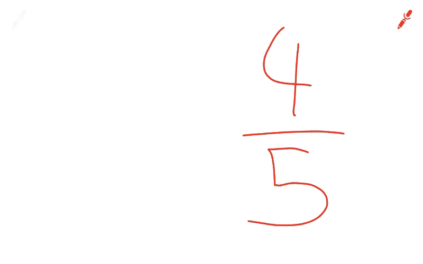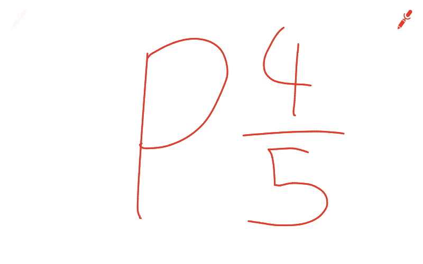All right. Let's go all the way down to the bottom. It says write P for proper and write I if it's improper. Remember, the way to tell if it's proper is if the bigger number is on the bottom. So the first one, 4 over 5. Bigger number is on the bottom, so write a P, proper.